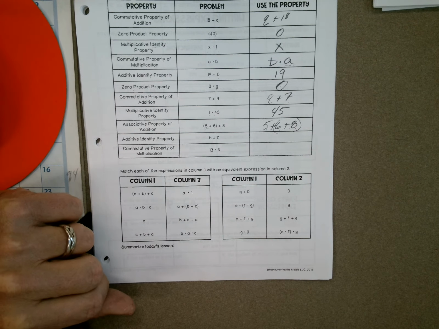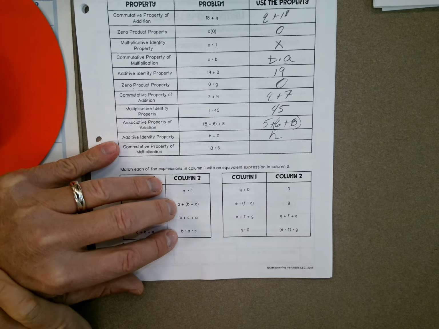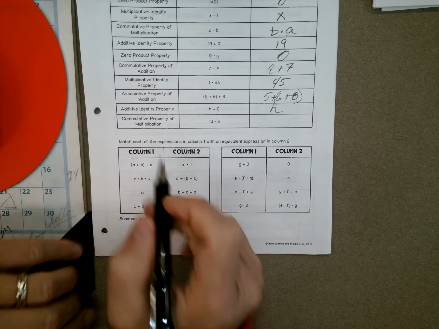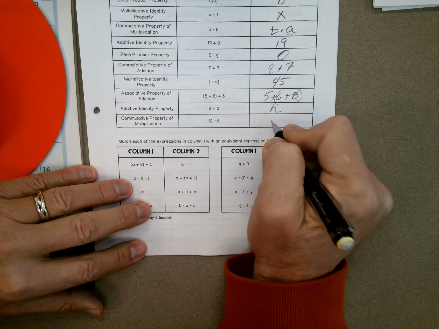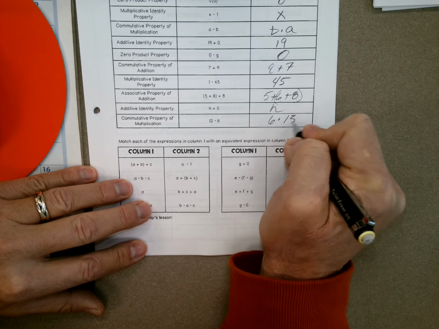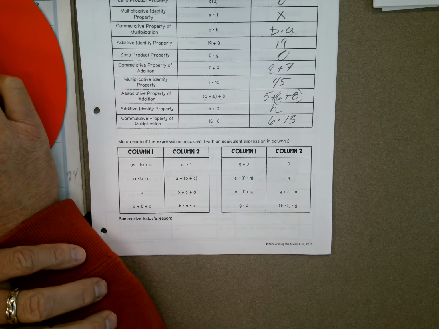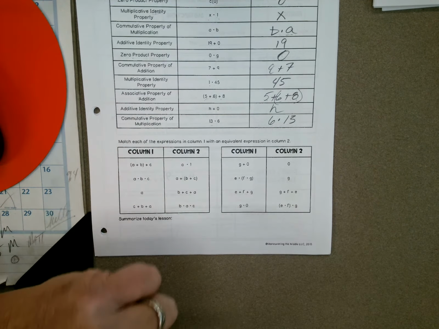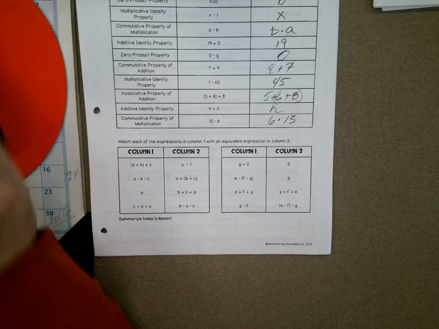Additive identity property: you can add 0 to any number or variable and you'll get that letter or variable. Commutative property of multiplication: we can switch the order of the numbers and still get the same answer. Okay? So those were just some short, sweet examples of these properties, and we're going to hammer on these for a while, so don't worry about that.